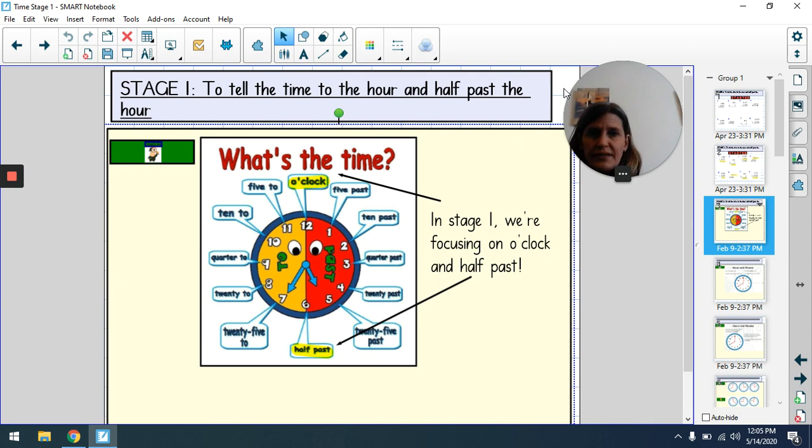So our focus this week is telling the time. And in stage 1, we're going to look at telling time o'clock times and half past times.